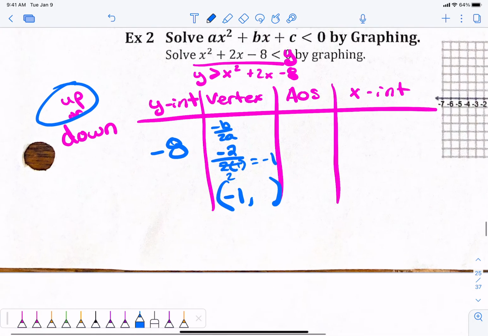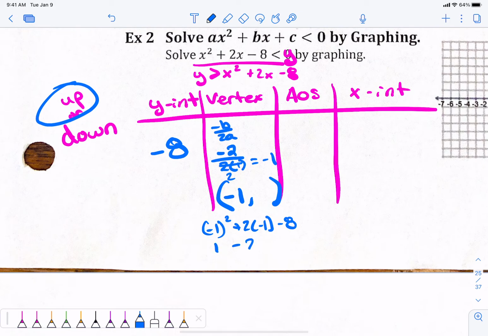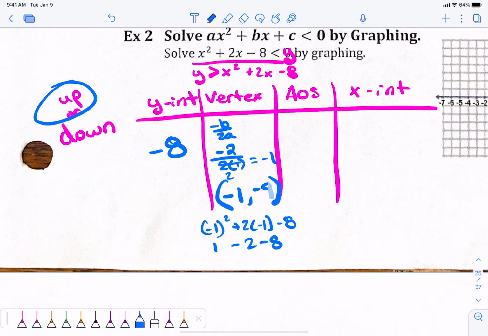Okay, we're going to plug the -1 back in. So we have -1 squared plus 2 times -1 minus 8. Okay? That is 1 minus 2 minus 8, which is -10, but then you have to add the 1. So that's negative 9 is what I got. Negative 9, yeah? Yeah. 1 minus 2 minus 8 is negative 9, okay?